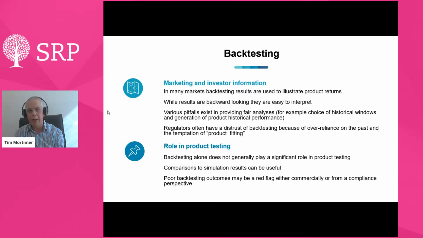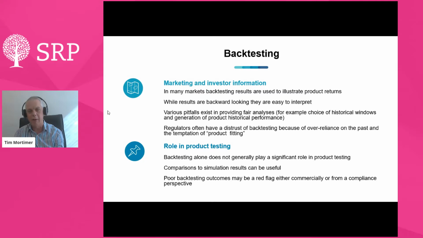So in product testing today, backtesting alone does not really play a significant role. However, as a comparison, it's always good to look at it against the simulation results and understand why they're different. Certainly prior to this year, it's true to say that equity markets have been on a fairly decent upward trend since the financial crisis in 2008. So most backtesting results tend to look more favorable than simulations.